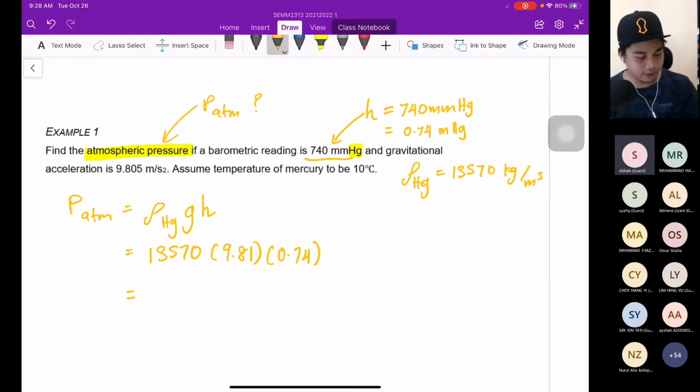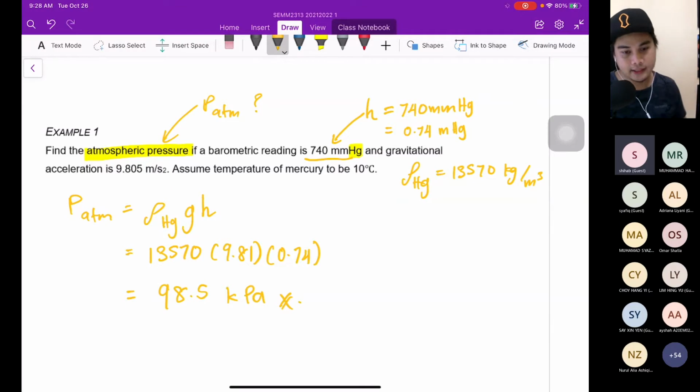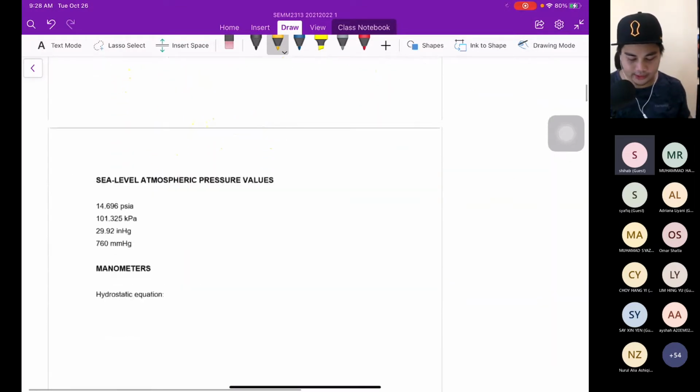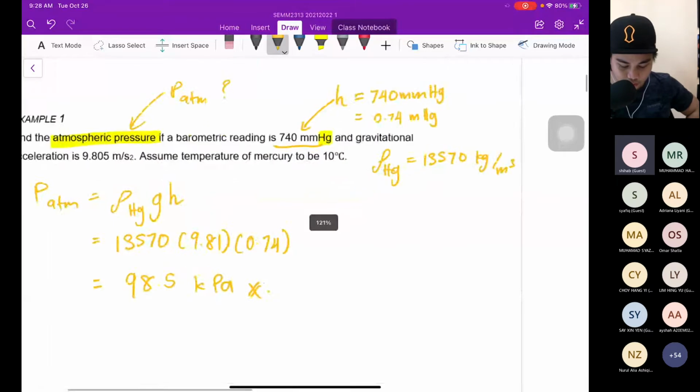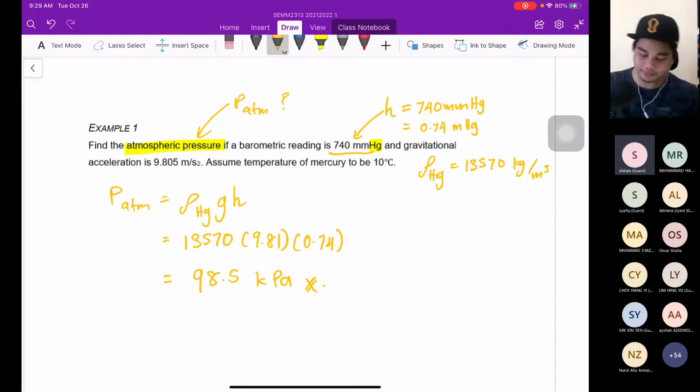So the final answer should have a unit. The answer is 98.5 kilopascal. It should have pascal as the final unit. This is quite easy. Any questions so far? For example 1, is it clear or do you have a question? Shafiq, Shihab, Adriana? No, doctor. Good. Okay, clear, class?